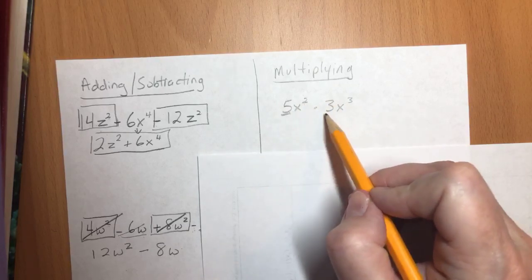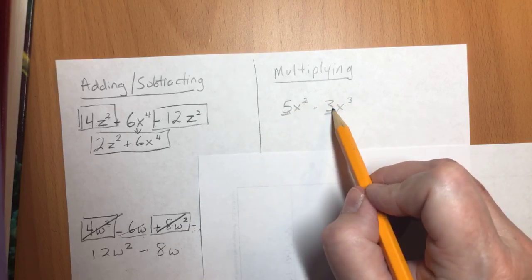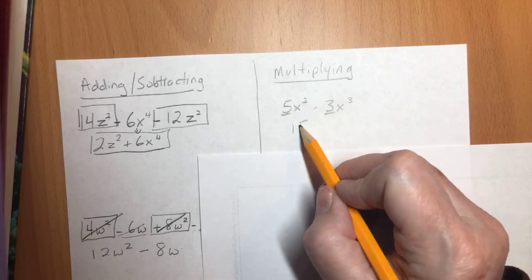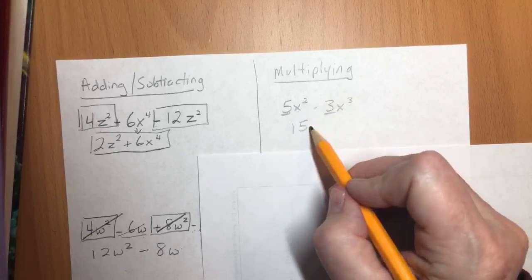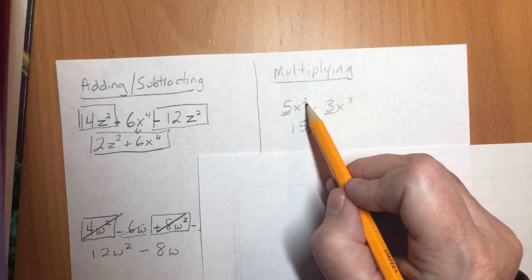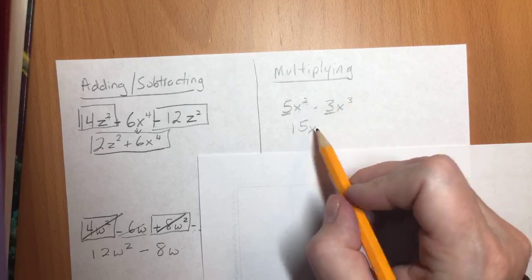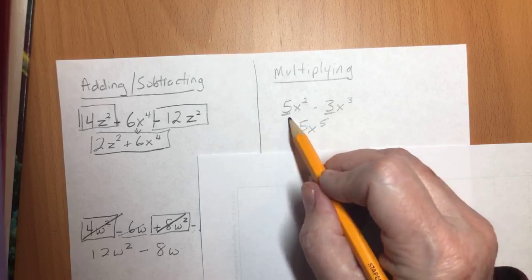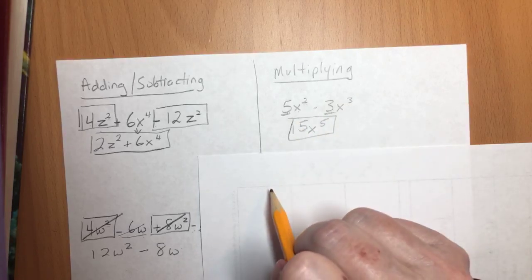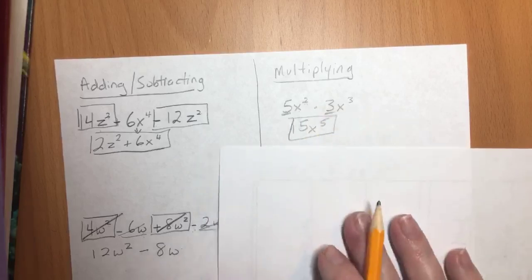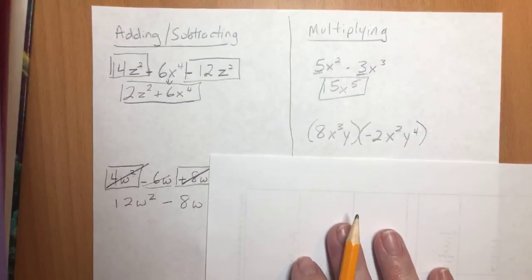Okay, so let's take our coefficients. 5 times 3, we know that's 15. And now we put down our variable x and add the exponents. 2 plus 3 is 5. And that's your answer right there. You just simplified that. Okay, let's go down to the next one.